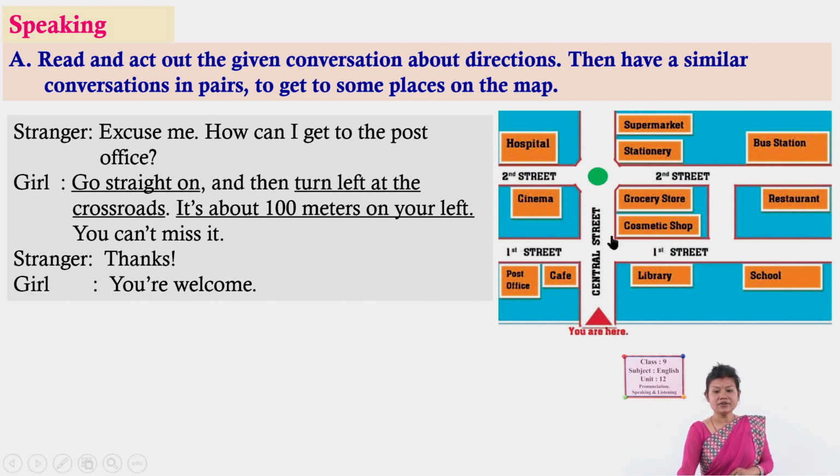So, first of all, look at the map here. You are here. In this map, you can find different places located in a city, let us say. Here is the hospital, and supermarket, stationery, grocery store, you can see here. The post office is here, library, school, and also observe the ways here. This is Central Street, and this is the first street, this is the second street. Have you studied the map? Have you looked at the map carefully? Yes, this map will help us to give direction, dear students. Now let's read and act out.